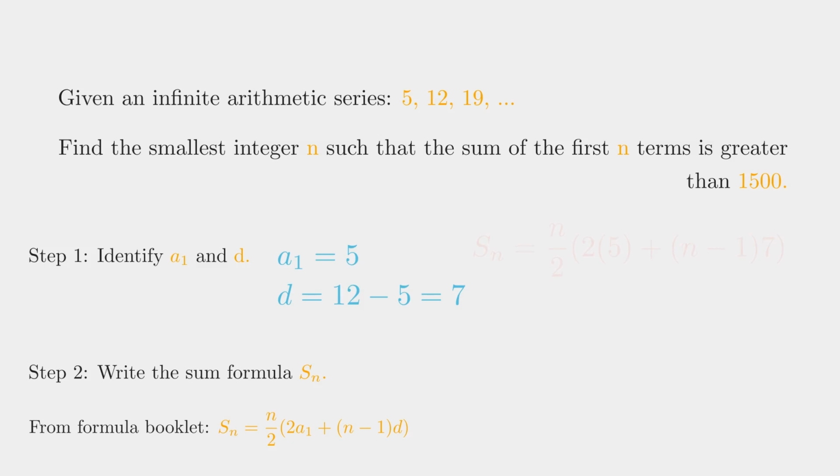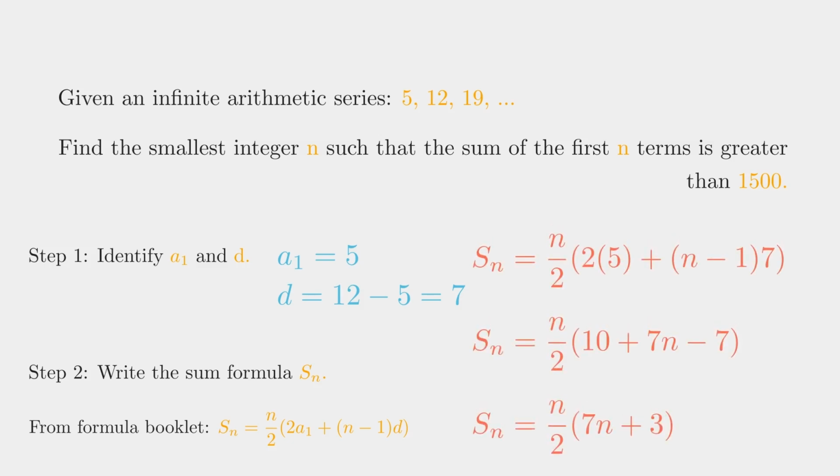Now, let's substitute our values. Sn is equal to n over 2 into 2 times 5 plus n minus 1 times 7. Simplifying the expression inside the brackets, we get Sn is equal to n over 2 into 10 plus 7n minus 7. Further simplification gives us Sn is equal to n over 2 into 7n plus 3.